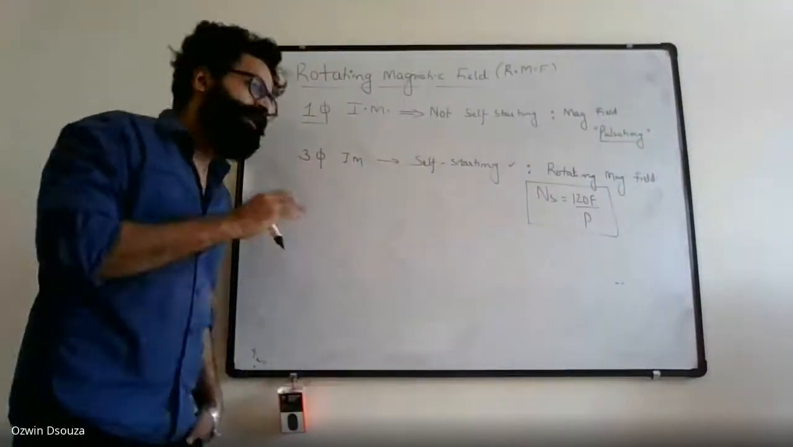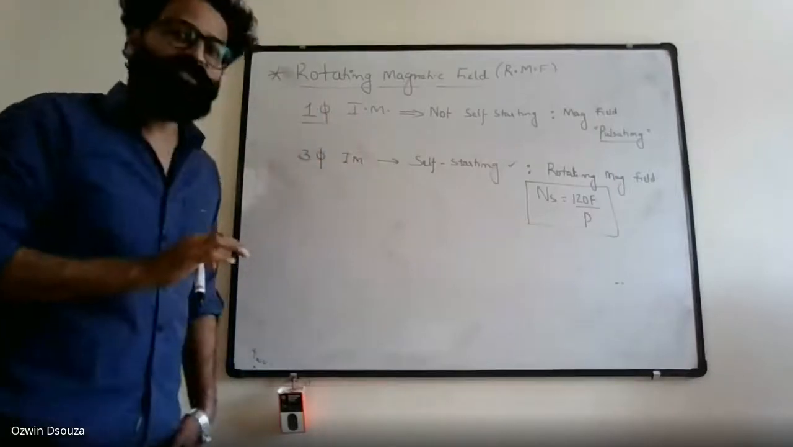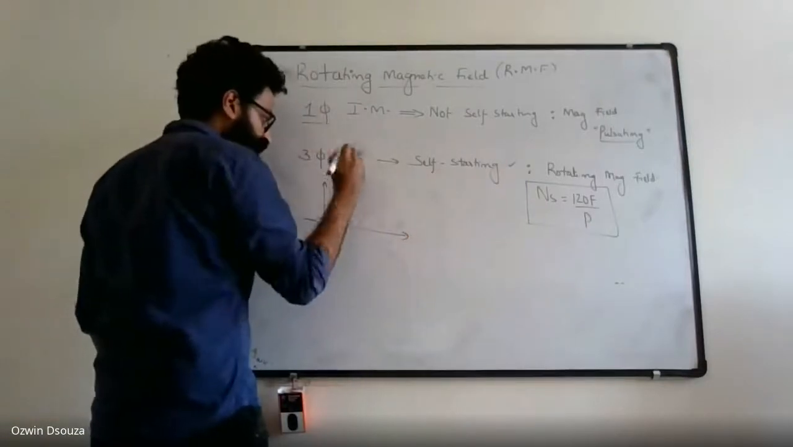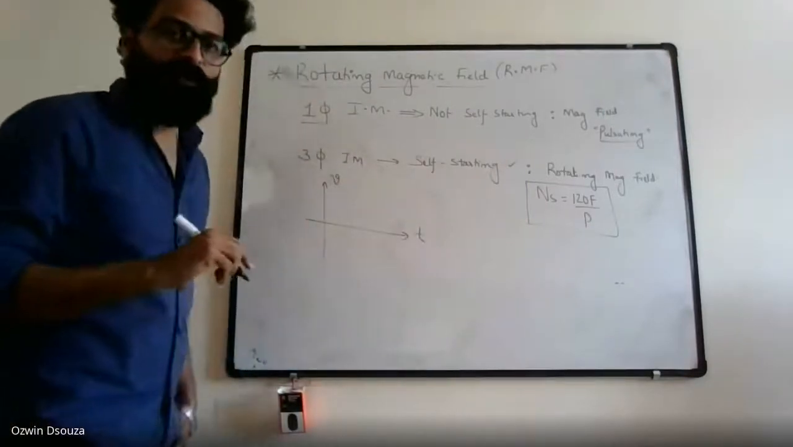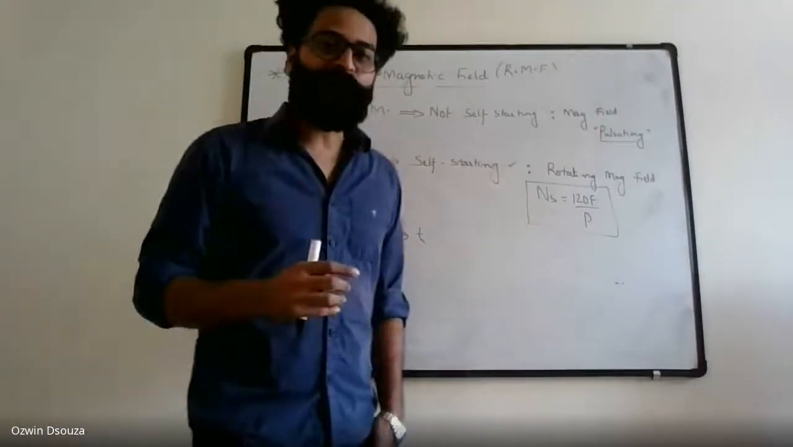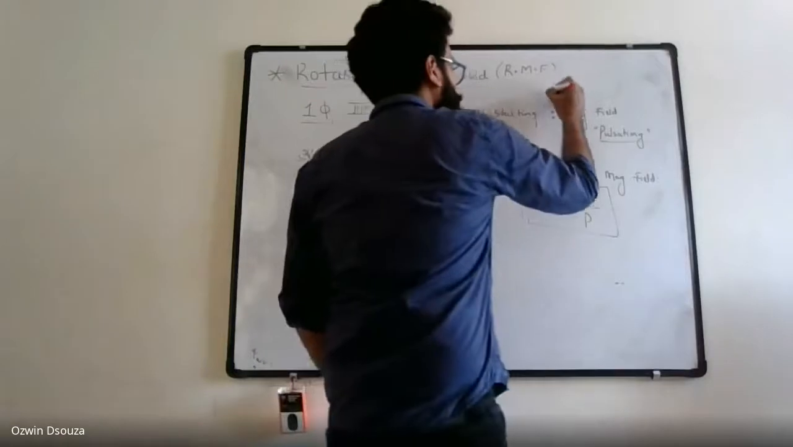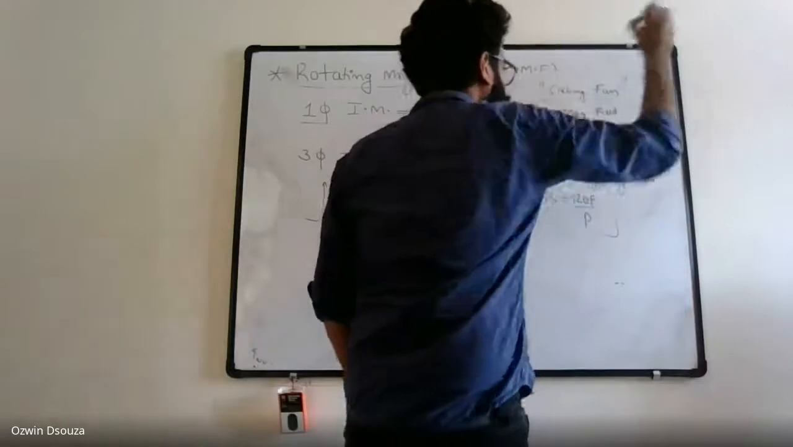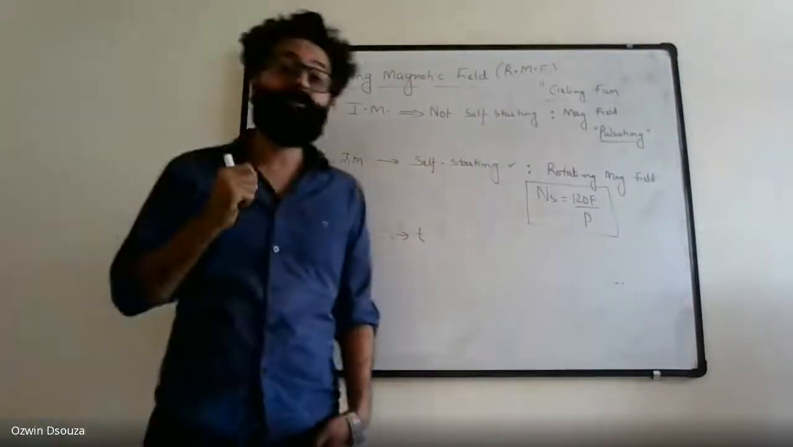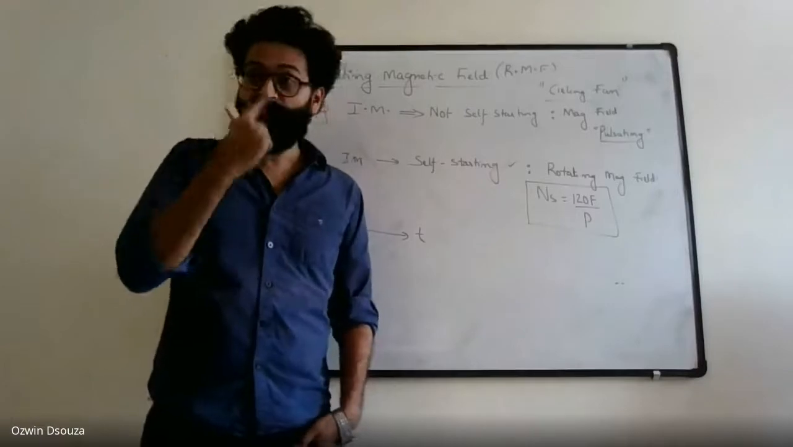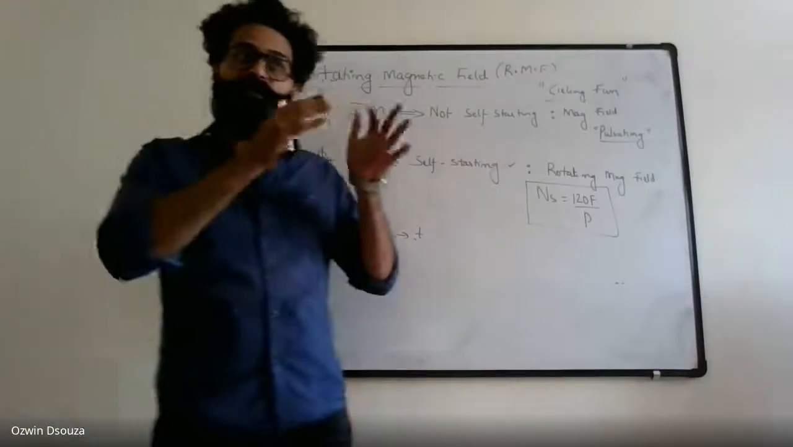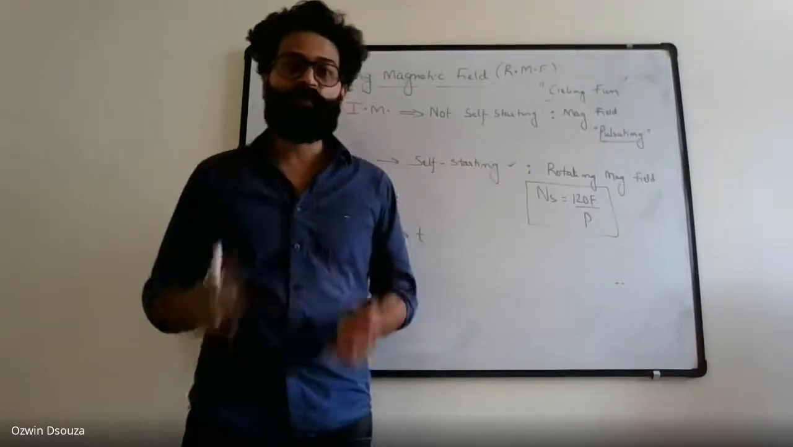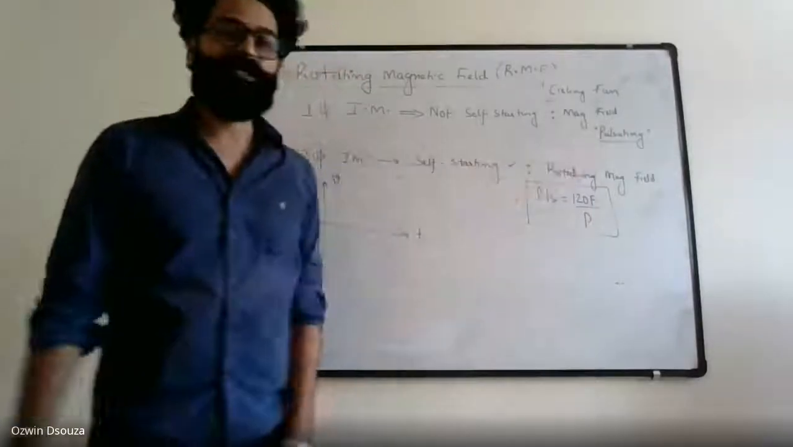Now, what happens in a single-phase induction motor is that the moment you connect the supply voltage to it, can you give me an example of a single-phase induction motor? Ceiling fan. A ceiling fan is a perfect example. I don't know how many of you have seen this: sometimes even after connecting the ceiling fan to a single-phase AC supply, the ceiling fan simply fails to rotate. That is due to the pulsating magnetic field.